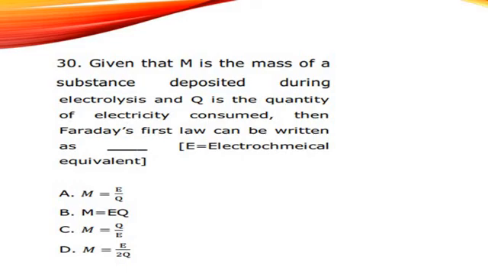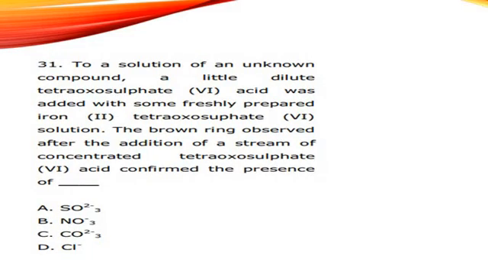Then next is question 31, which says to a solution of an unknown compound, a little dilute tetraoxysulfate 6 acid was added with some freshly prepared iron 2 tetraoxysulfate 6 solution. The brown ring observed after the addition of a stream of concentrated tetraoxysulfate 6 acid confirmed the presence of A. trioxysulfate, B. trioxynitrate, C. trioxycarbonate, or D. chlorine ion. All of these are ions.